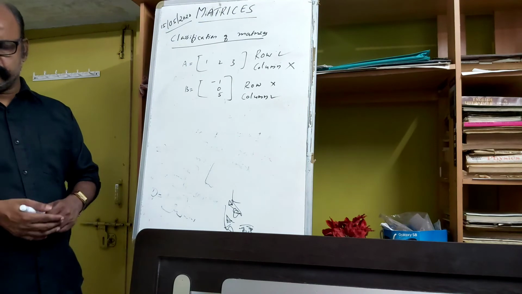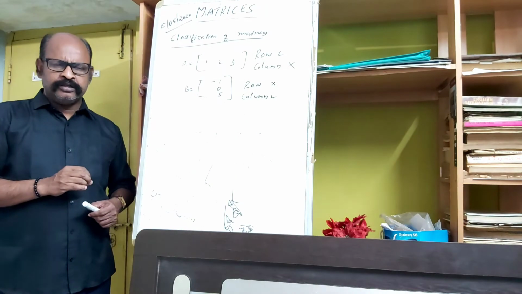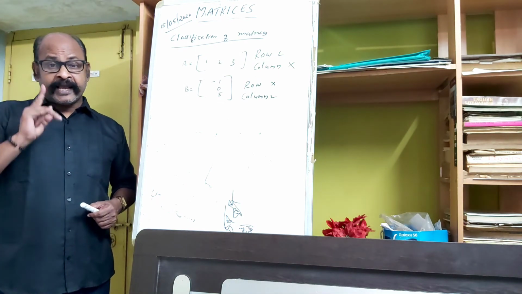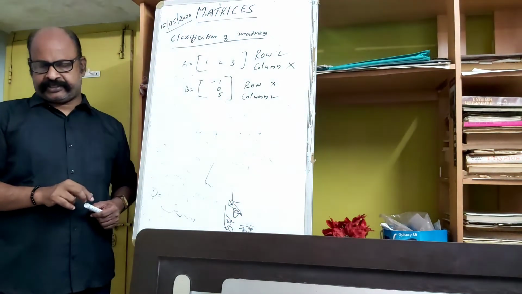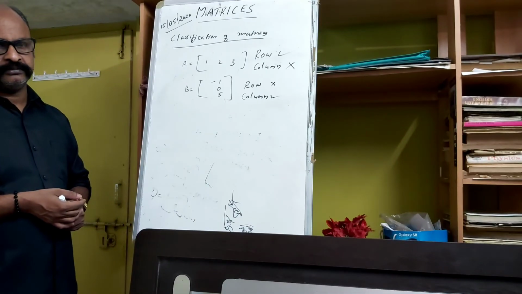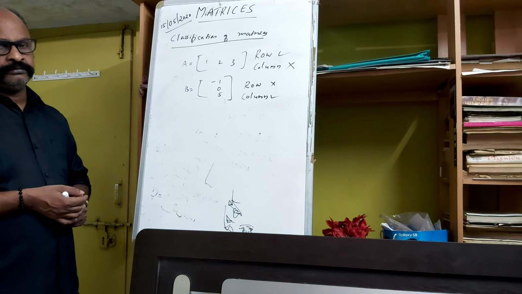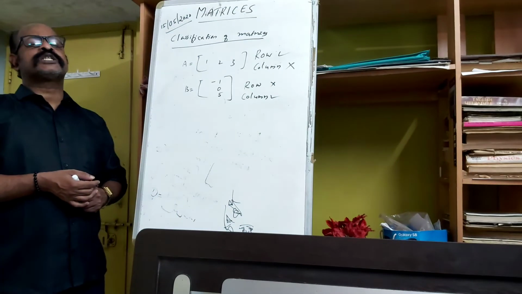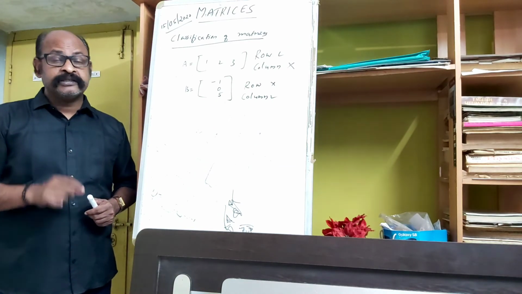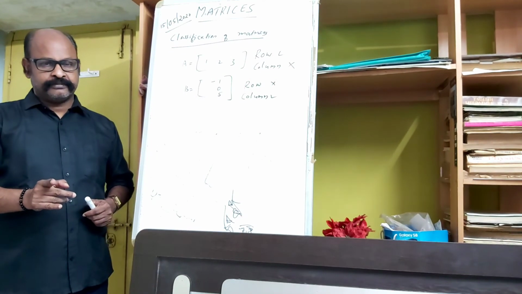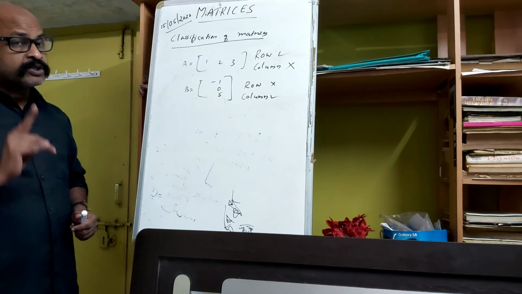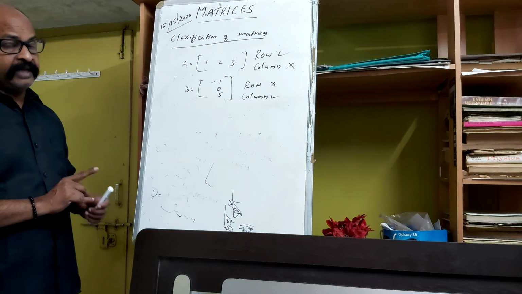I am simply asking you, is it possible to give an example for a matrix that is a row matrix as well as a column matrix? Means it is row as well as column. So the answer for our question is what? Yes, there is a matrix that is a row as well as a column matrix. And what is that?